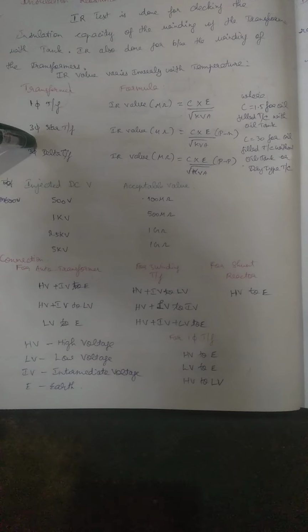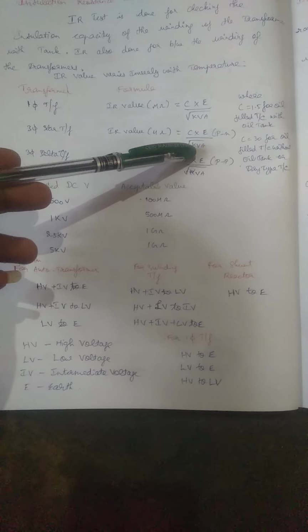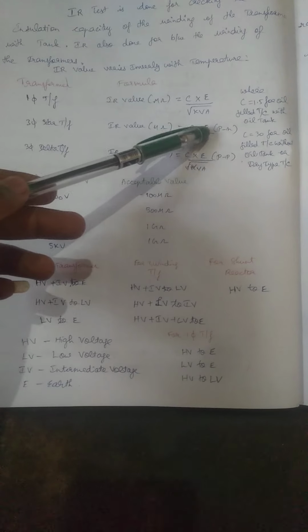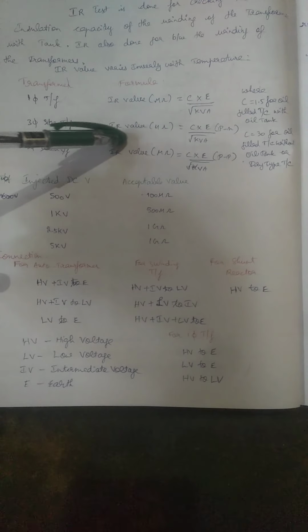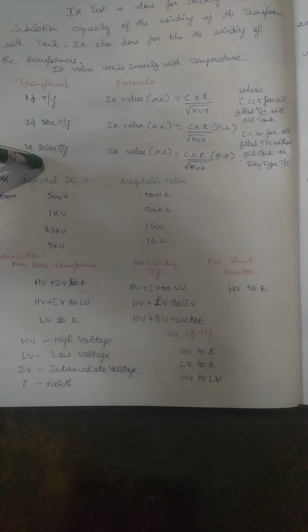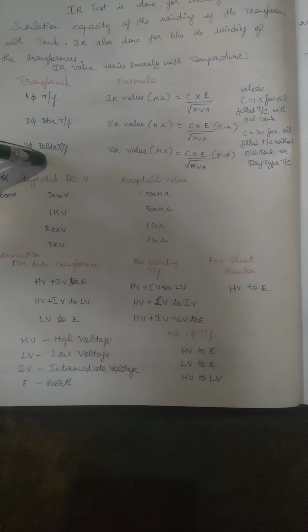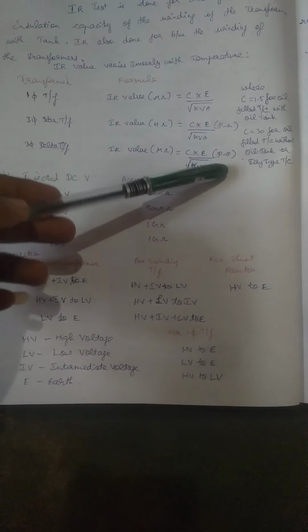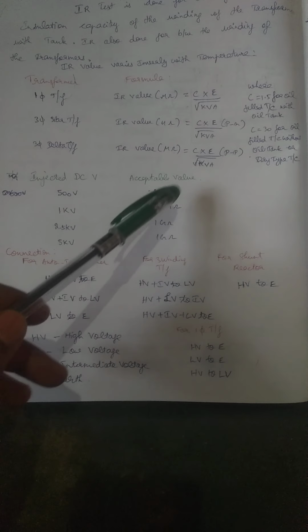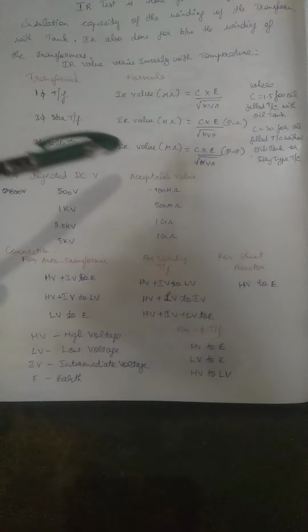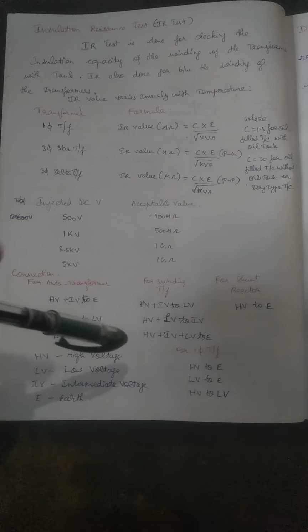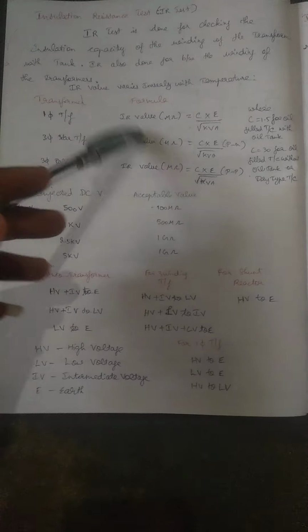Then for a three phase, same C into E divided by root of kVA. Here the voltage is phase to neutral. Then for a three phase delta transformer, C into E divided by root of kVA. Here the voltage is phase to phase voltage. So in order to check how much voltage we need to inject for our transformer, these formulas are being used.